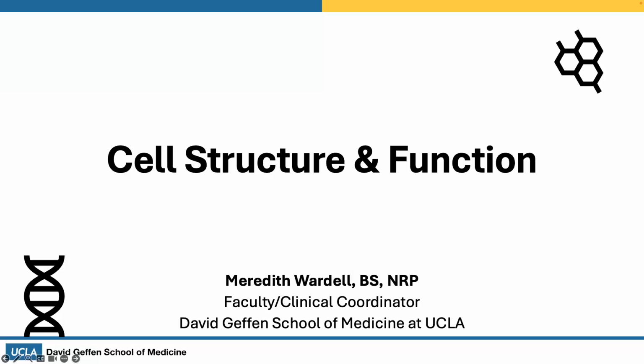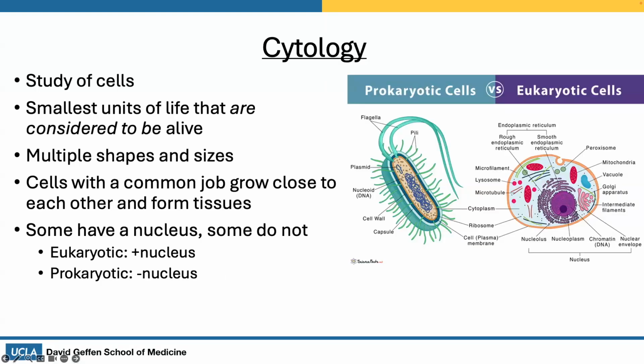But today we are going to be talking about the cell structure and cell function, and an overview of the smallest functioning unit of life, which is a cell. Starting off with cytology, it's the study of cells. Cells are the smallest units of life to be considered alive, and they adapt to different functions and environments. Cells come in all shapes and sizes. Their structure often matches their function.